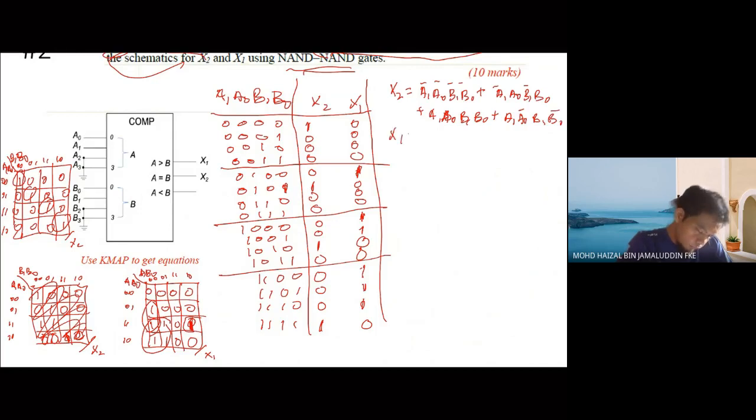And for the x1, the 4 numbers in one group is A1 and B1 bar, plus A0, B1, B0 bar, plus A1, A0, and B0 bar. Okay, so this you can get from the Boolean equation.